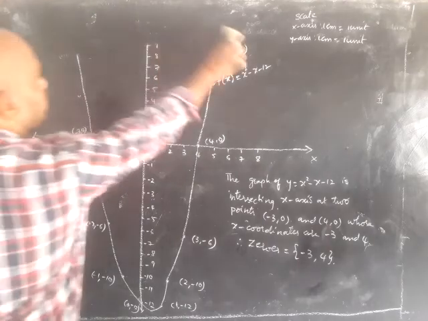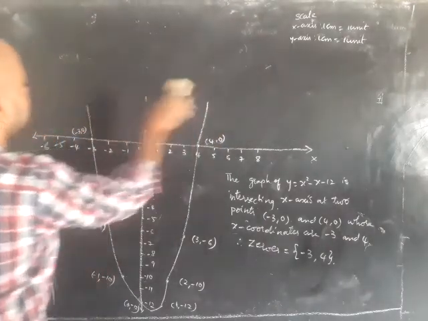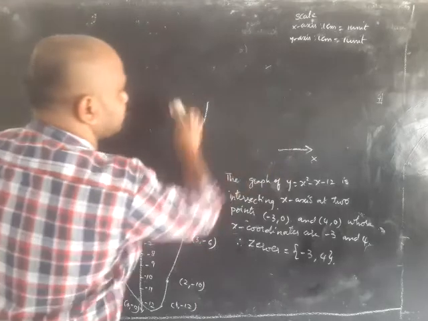Now we go with the next polynomial, the next question, the second one: x square minus 6x plus 9.